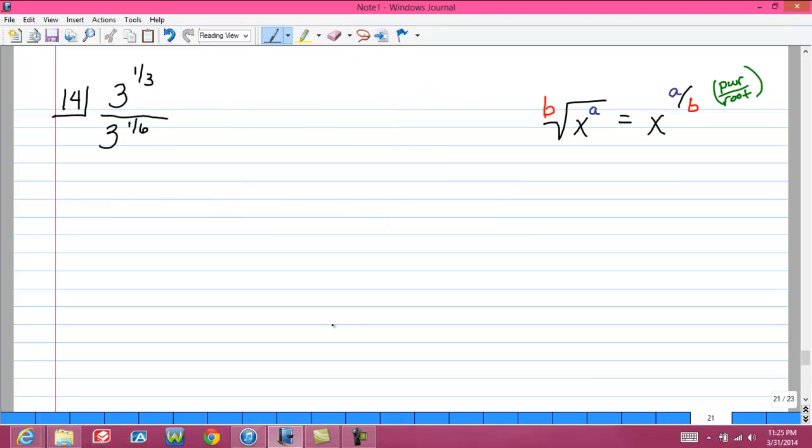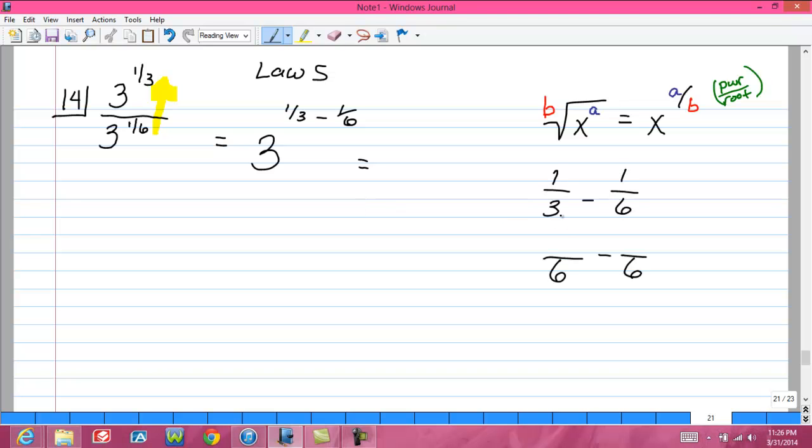3 to the 1/3 power divided by 3 to the 1/6 power. This will use Law 5 from Wednesday. When you divide like bases, subtract the exponents, and the base stays the same. Since 1/3 is bigger than 1/6, we are going to move 1/6 to the top and subtract. But in order to subtract, we need to get a common denominator.